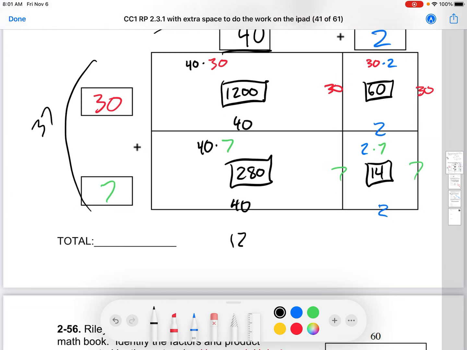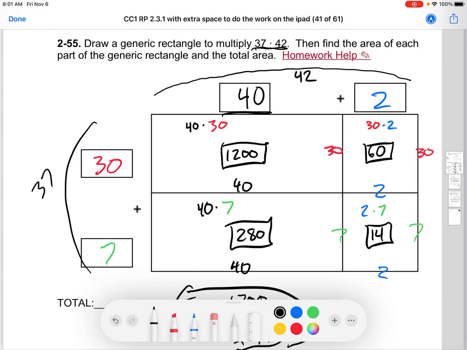You should show the work for adding all those up. When you add them all up, you get the total area, which is also what 37 times 42 is.